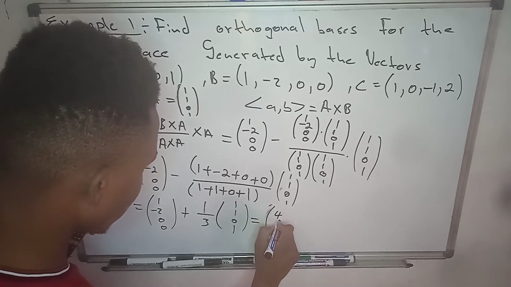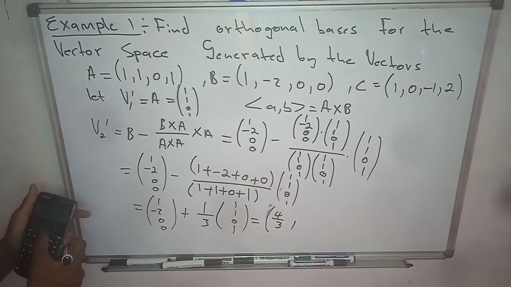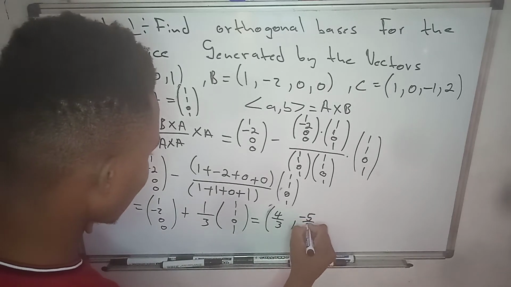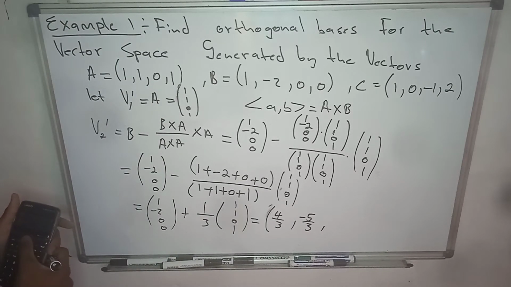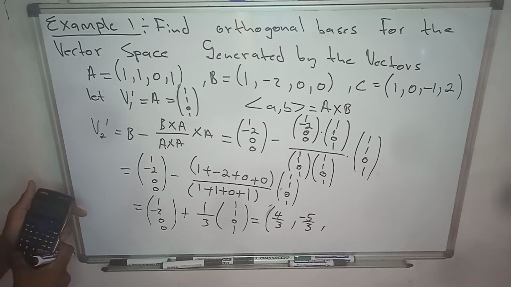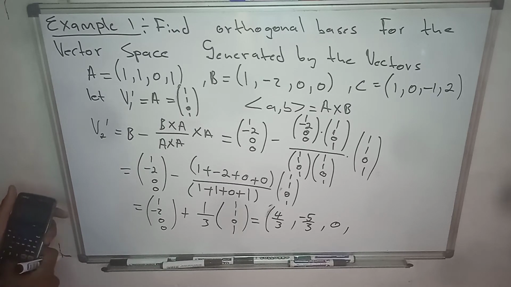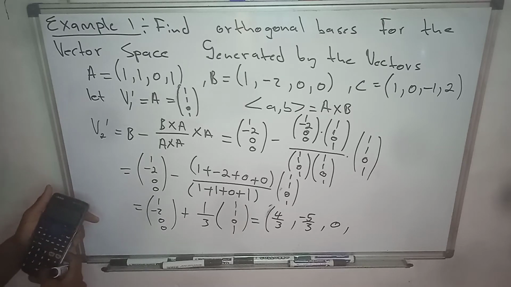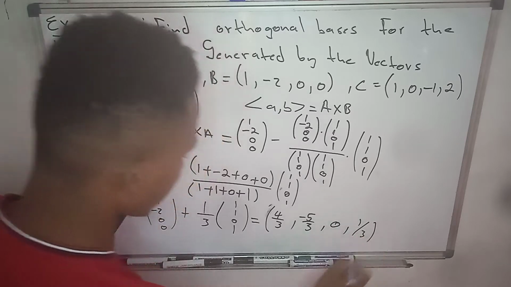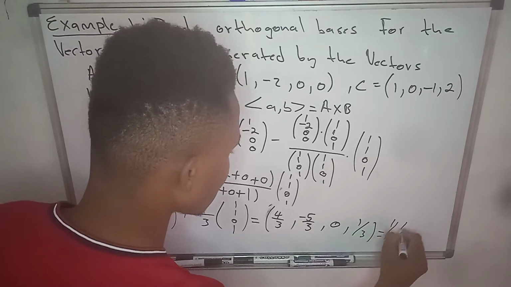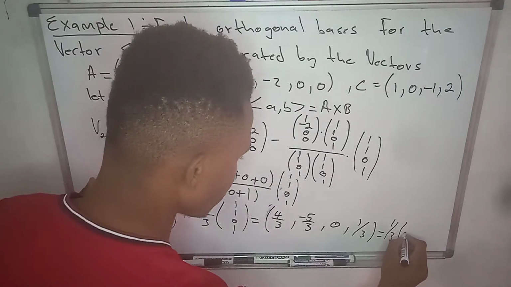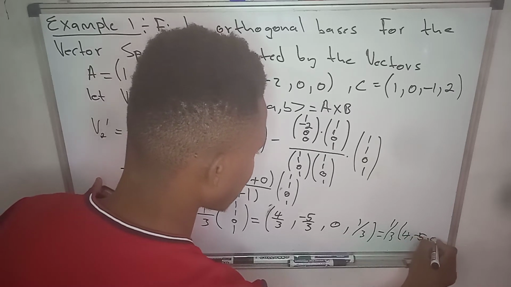Let me write it this way. It will give you 4 over 3. The second one will be minus 2 plus 1 over 3 times 1 again, and then it will give you minus 5 over 3. And then the third one is 0 plus 1 over 3 multiplied by 0, which is just 0. And then the fourth one is 0 plus 1 over 3 times 1, which is just 1 over 3. This can be written with 1 over 3 as a common factor. So we'll be having 4, minus 5, 0 and 1.